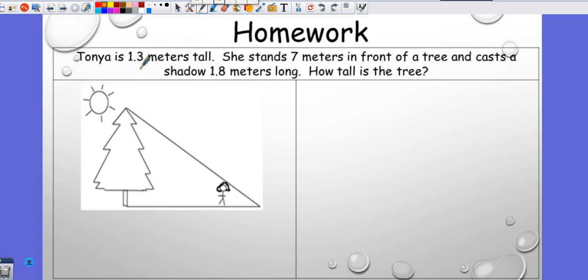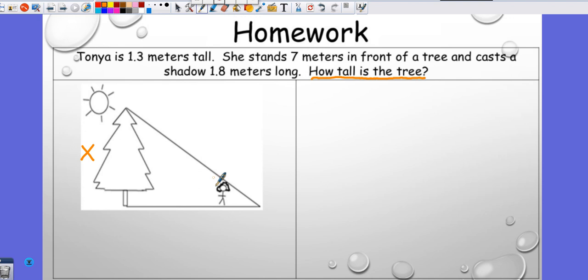All right, here's another problem. It says Tanya is 1.3 meters tall. She stands 7 meters in front of the tree and casts a shadow of 1.8 meters long. How tall is the tree? So I need to find out what's the height of this tree. So I'm going to stick an X here. That's what I did first, just found out what the question is. I reworded it. Now I'm going to fill in all the stuff they gave me up here to help me figure out the height of this tree.